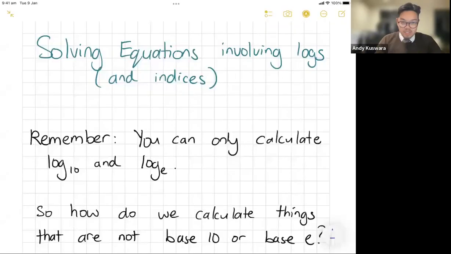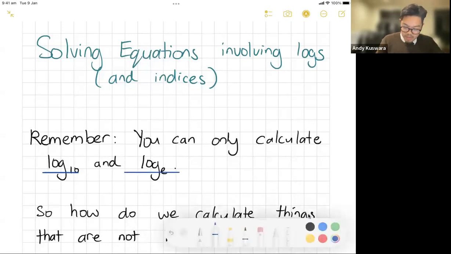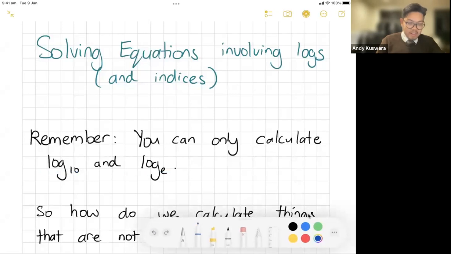All right, so today we're going to be solving equations involving logs and indices sometimes. Just again, I know I said it in the last video, but remember, you can only really calculate stuff when it's log base 10 and log base e. If it's not those, your calculator will not help you. Okay, you'll have to leave it as log base whatever.